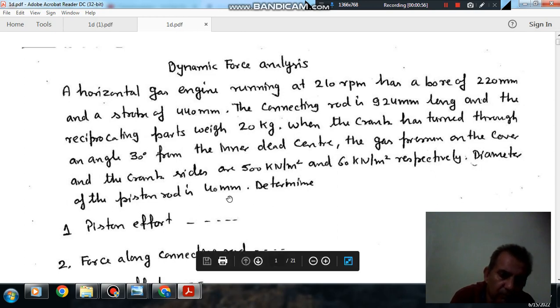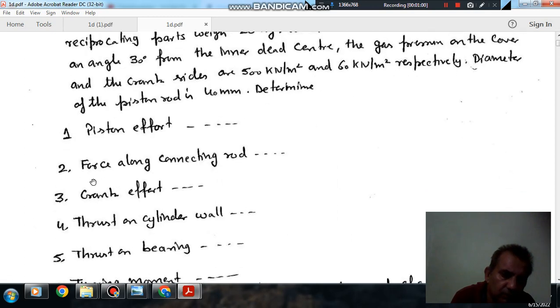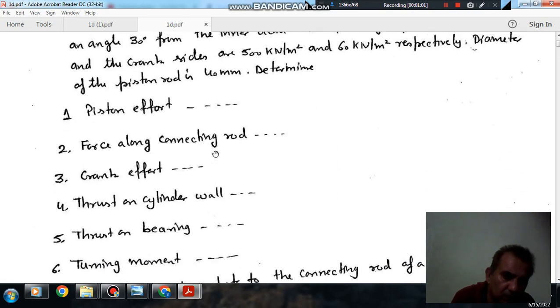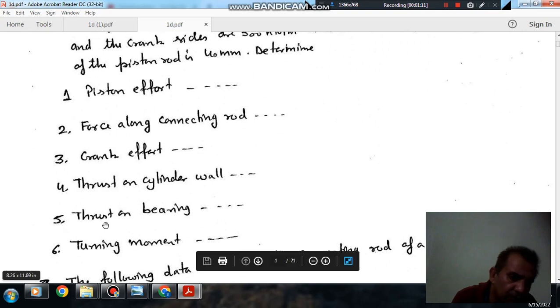Diameter of the piston rod is 40 mm. Determine: 1. Piston effort, 2. Force along connecting rod, 3. Crank effort, 4. Thrust on cylinder wall, 5. Thrust on bearing, 6. Turning moment.